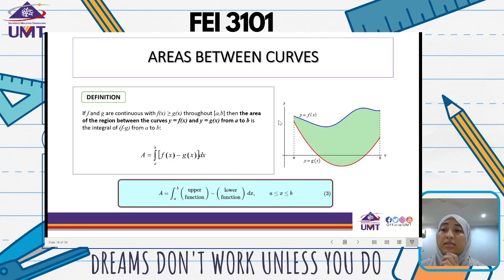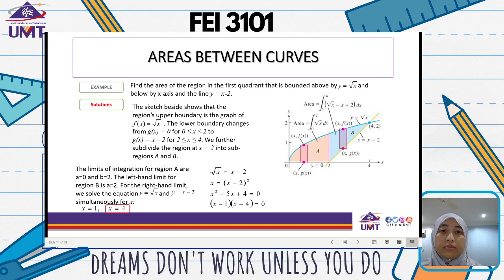Okay, senang saja students. Alright, for example, find the area of the region in the first quadrant that is bounded above by y equals square root of x and below by the x axis and the line y equals x minus 2.